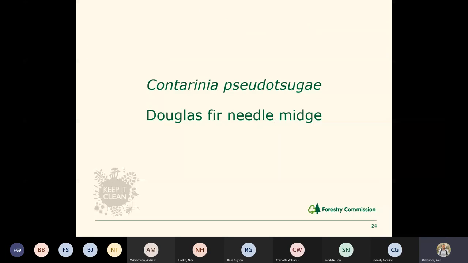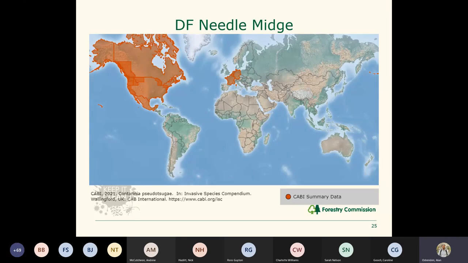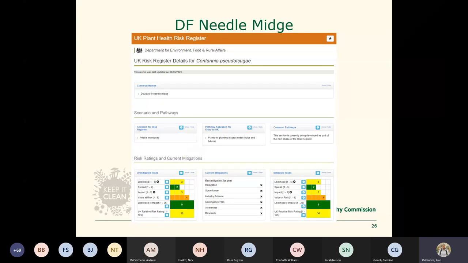So now we'll go into having a look a little bit about Douglas fir needle midge, found in North America and a few places, so France and Germany and the Low Countries, not that widely distributed, not present within GB.